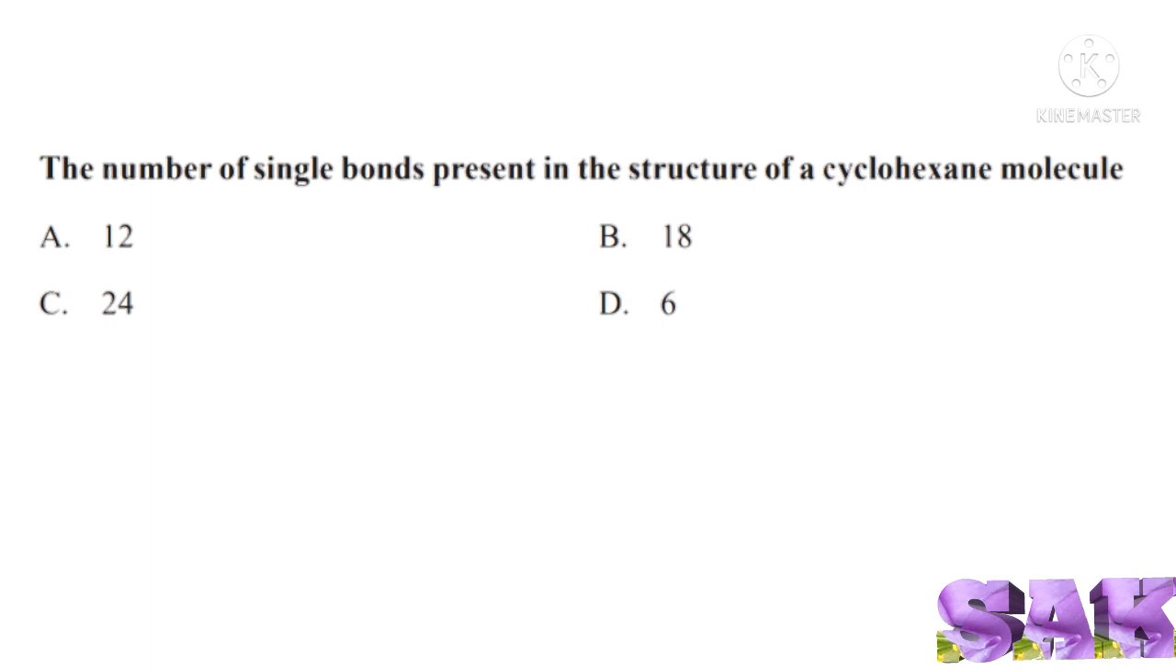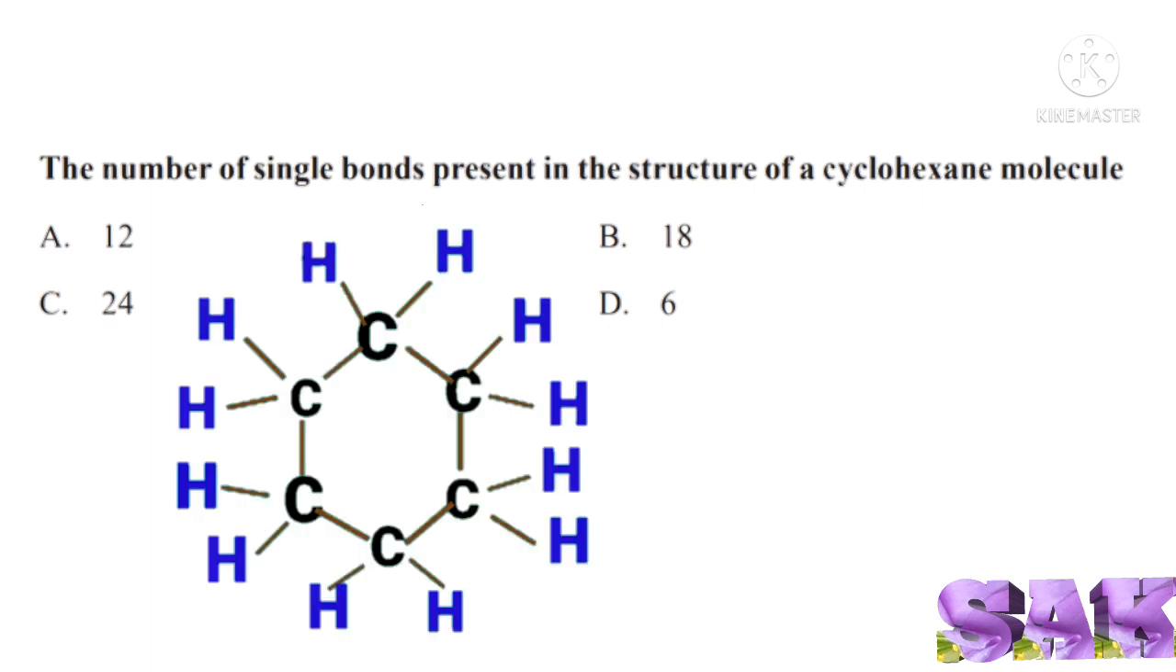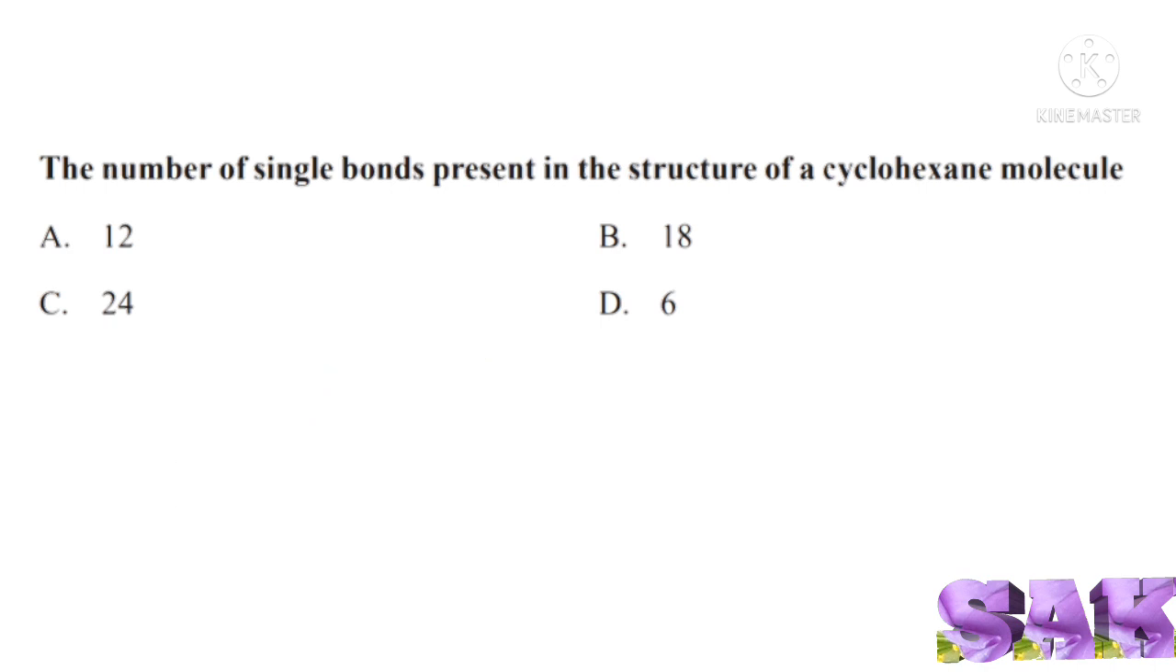Next question. The number of single bonds present in the structure of a cyclohexane molecule. When we observe the structure of cyclohexane, 6 single bonds are present between carbon atoms and 12 single bonds are present between carbon and hydrogen atoms. Totally 18 single bonds are present. So correct answer is option B, 18.